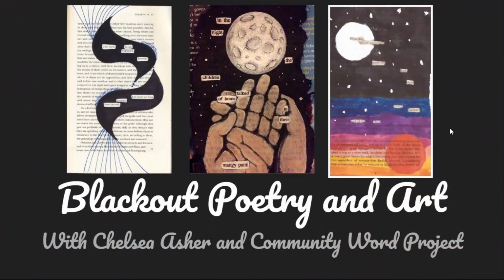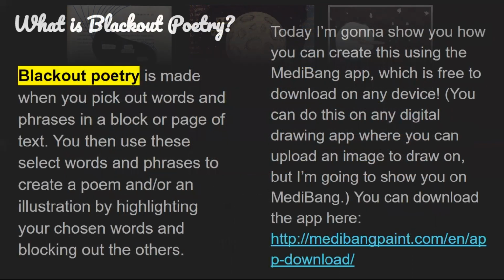Okay guys, so what we're going to be making today is Blackout Poetry and art. For those of you that haven't heard about this before, don't worry, because we are going to go all the way through it. So what is Blackout Poetry? How are we going to make this stuff? Blackout Poetry is made when you pick out words and phrases in a block or page of text. You then use these select words and phrases to create a poem or an illustration by highlighting your chosen words and blocking out the others.